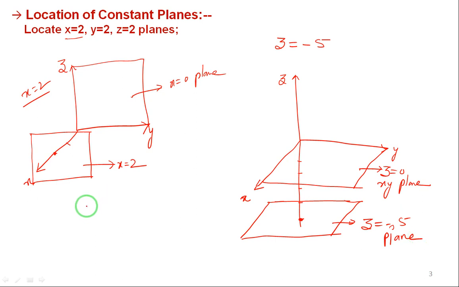Can you go for the y equal to minus 3 plane? Can you draw the y equal to minus 3 plane? Please try it out. All of you try to locate the y equal to minus 3 plane. I will give some time, maybe 30 seconds. Then I will show you how to locate y equal to minus 3. I am waiting. I hope you are doing it.